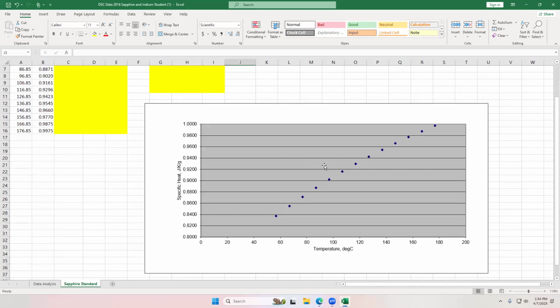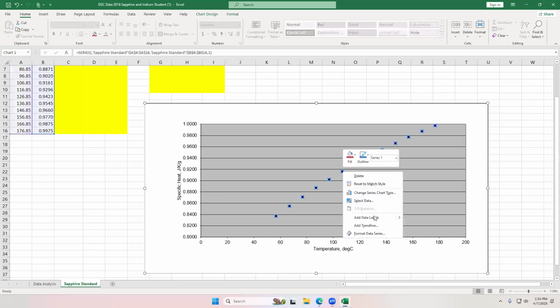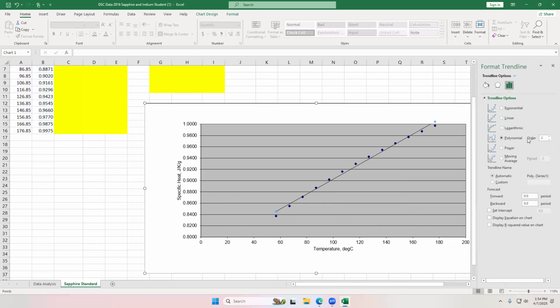Actually, it's pretty simple to do it on the chart. You just right click, add trend line, and our trend line is going to be a polynomial trend line of order 2, a second degree polynomial. And you can display your equation on the chart, and you can see it's right there.